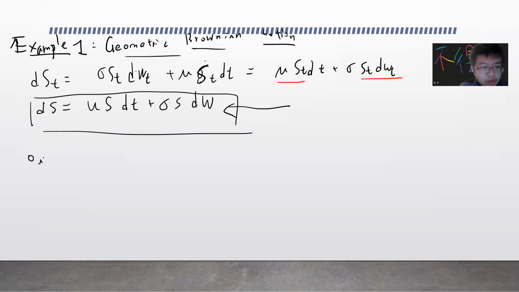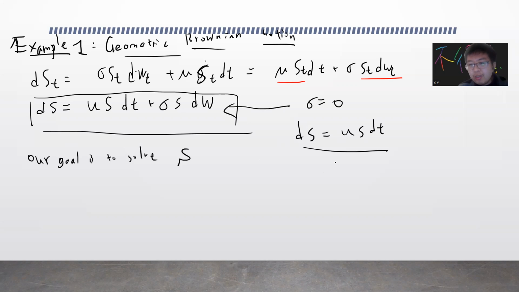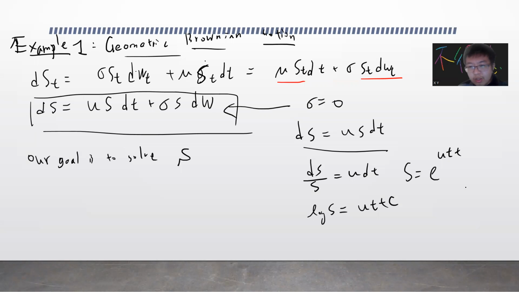So our goal is to solve for S. Obviously you know the answer if sigma is 0: it's just dS equals mu S dt. This is a separable ODE, so you just write this and do the integrals. You get log S equals mu t plus a constant, so you know S is exponential of mu t plus something. But in this case, since it's geometric, we add a Brownian motion term, so we need to solve for the result.